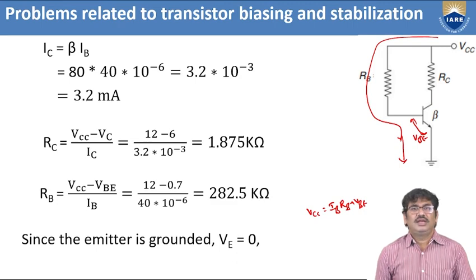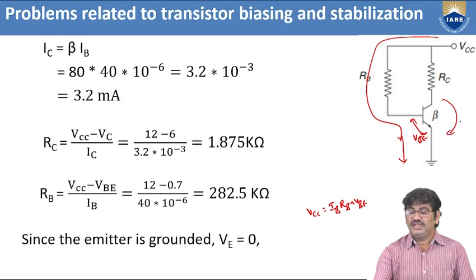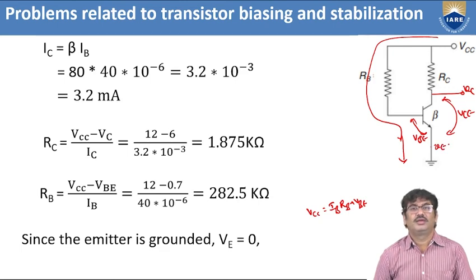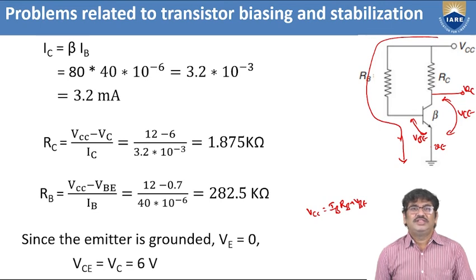Since the emitter terminal is grounded, we will take VE is equivalent to 0. So the collector to emitter voltage VCE is nothing but VC minus VE. As VE is equivalent to 0, VCE is nothing but the voltage at the collector terminal. So it is 6 volts.